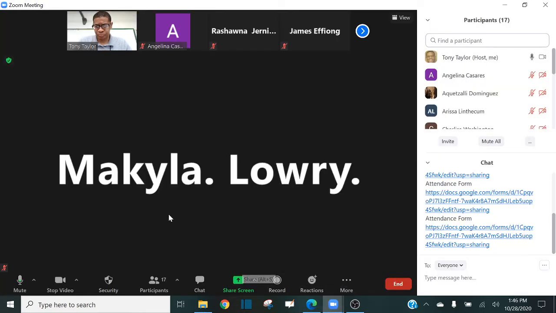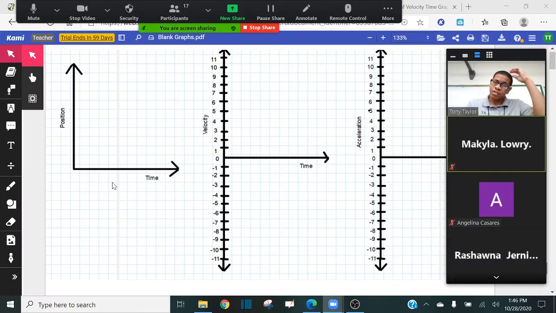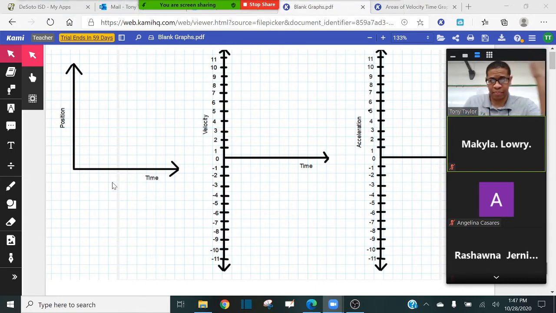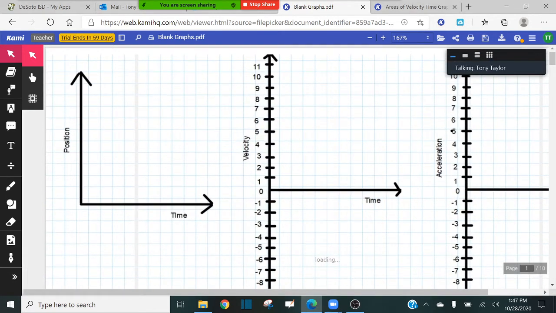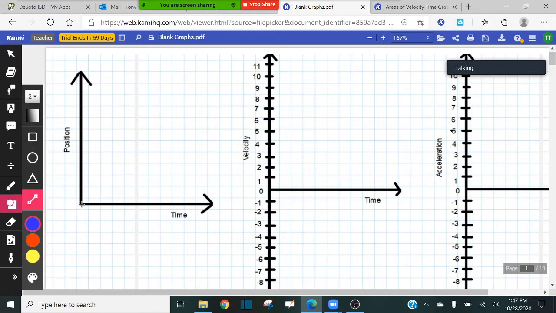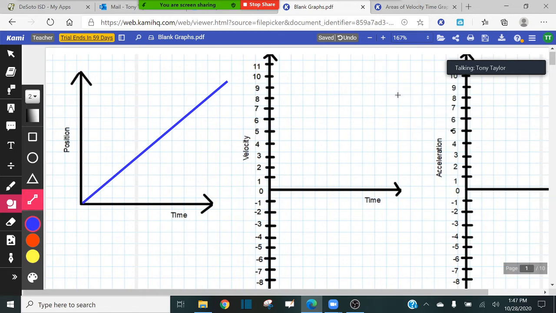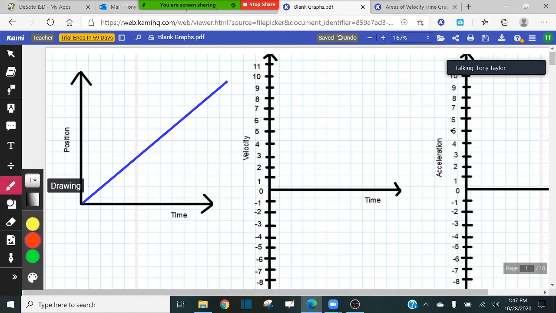Okay, so let me begin by asking you a few review questions. We've already talked about graphs up until this point. We talked about position versus time graphs, velocity versus time graphs, and acceleration versus time graphs. If I focus here on position versus time graphs, so let's say you have a position versus time graph that looks something like this. Can someone tell me what the slope of this graph represents?